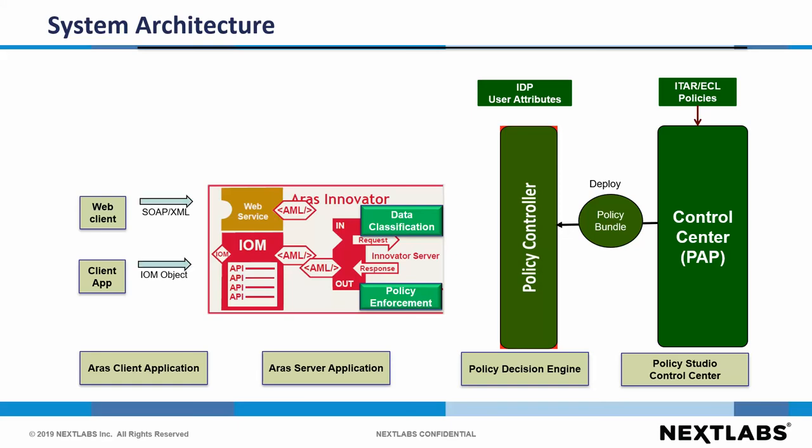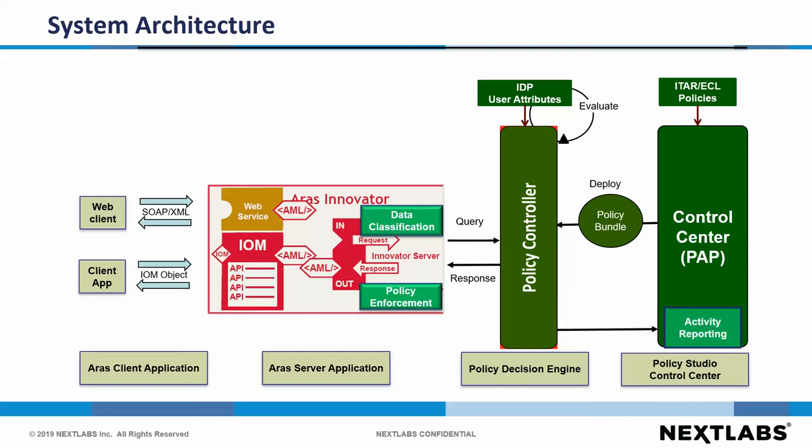so that when a request comes in from the web client or client app on the left-hand side, the query is then passed off to the policy decision point. It then evaluates and looks at the different user attributes and then sends a response back and either allows or disallows access for that client to the information that they're requesting. Based on that, specific activity is then sent off to the control center and activity reporting can be created against the information that was trying to be accessed on individual or individuals that are accessing specific information.